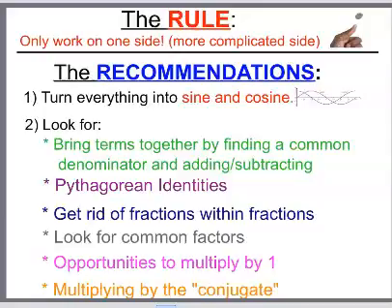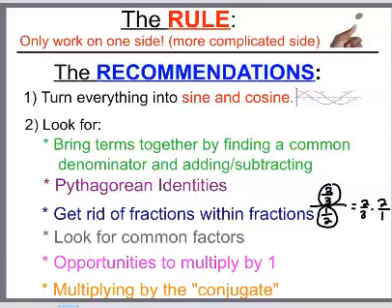Get rid of fractions within fractions. So what I mean by that is, let's say we have 2/3 over 1/2. Well, we can get rid of it by doing 2/3 times the reciprocal, okay? Or we could have multiplied the top and bottom by 6, but most often I think it's nice just to multiply by the reciprocal. That's almost the easiest.